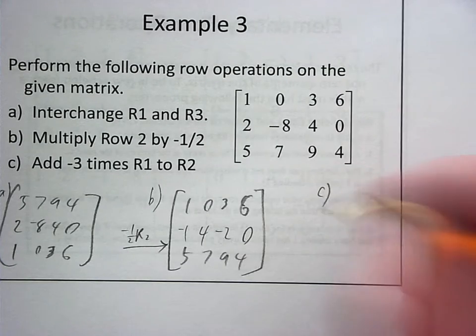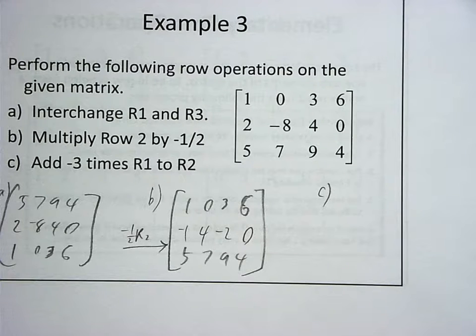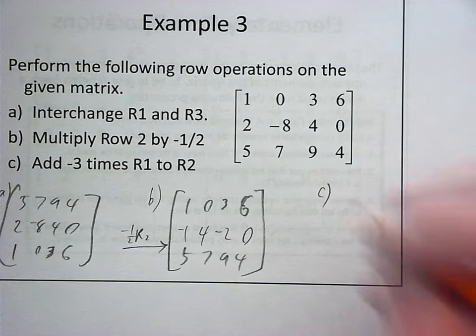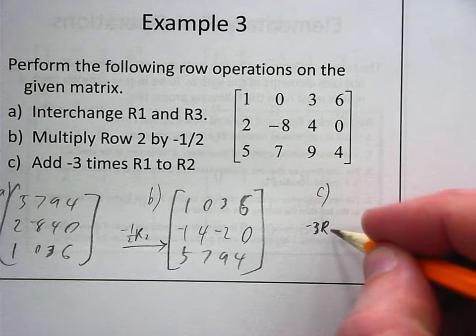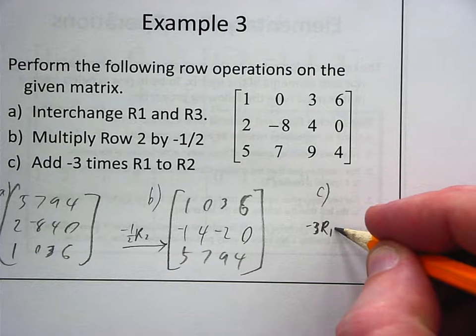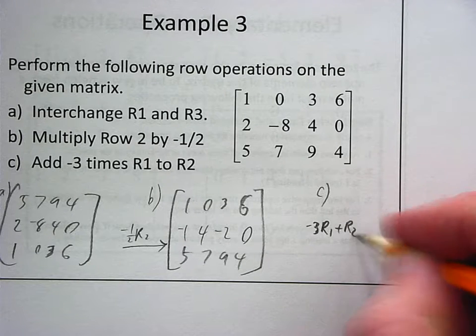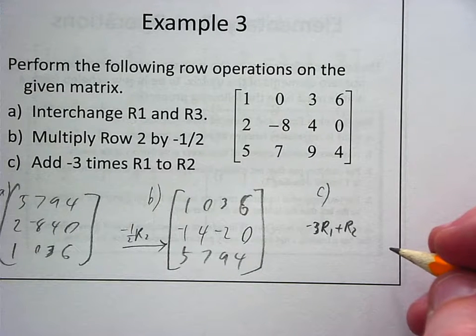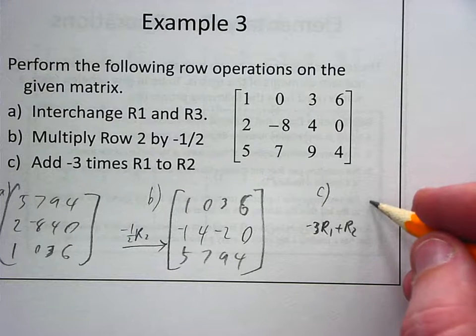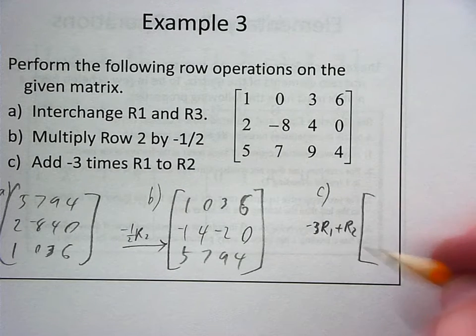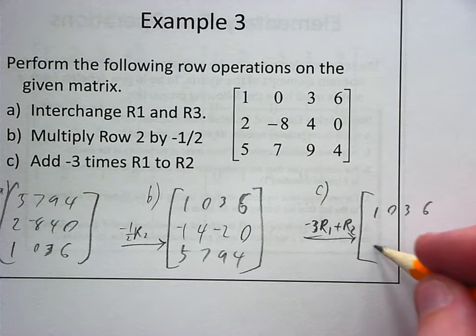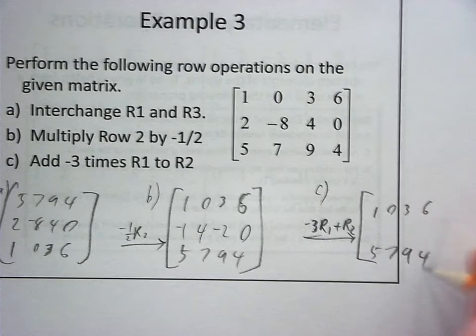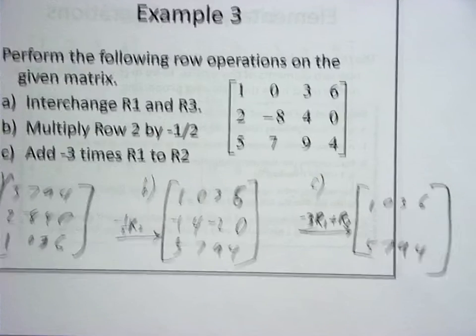What would that shorthand be for C then? Negative 3 row 1 plus R2. And which row am I replacing? R2. So again, top row is going to remain the same. Bottom row remains the same. What does the middle row turn into?